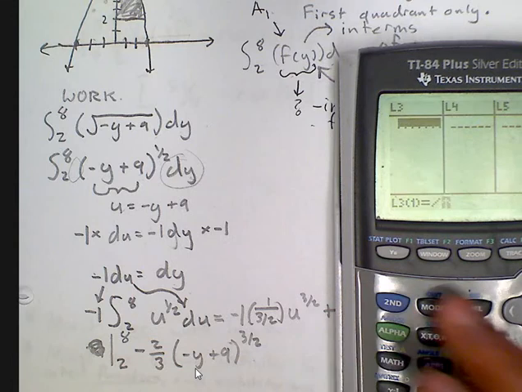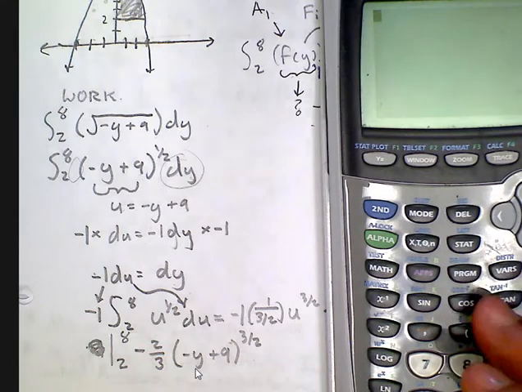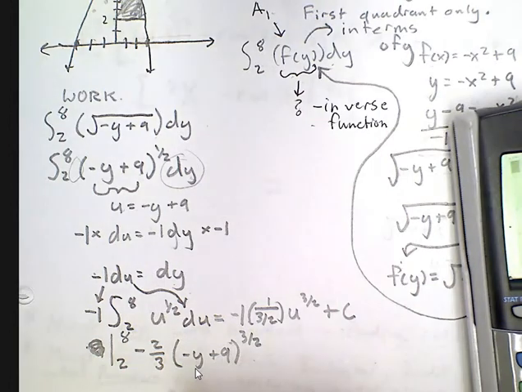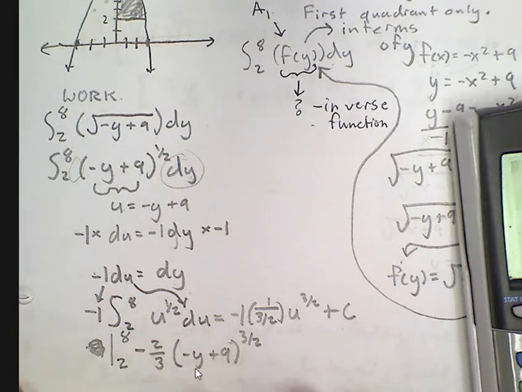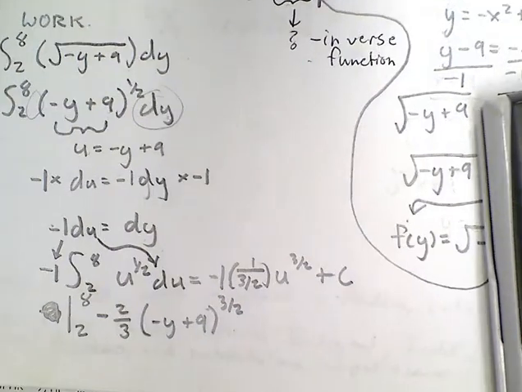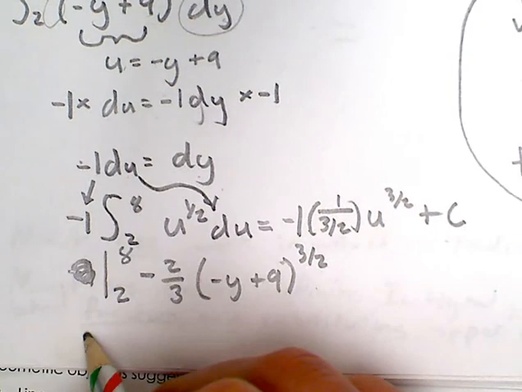So now we're going to put it in our calculator. So I've got negative 2/3. Here's a little trick for the calculator. I'm going to take this, let me zoom this in here. Little trick right here: negative 2/3.